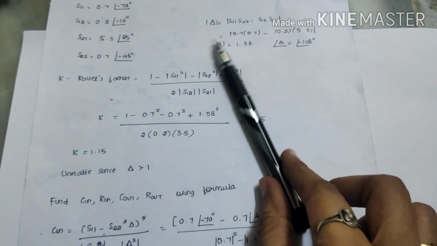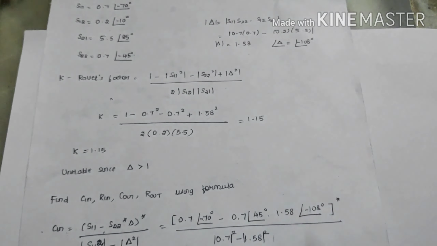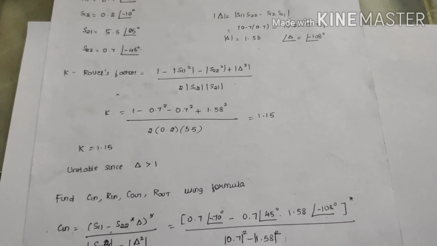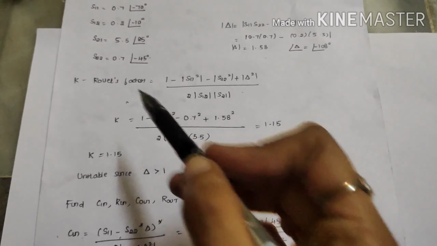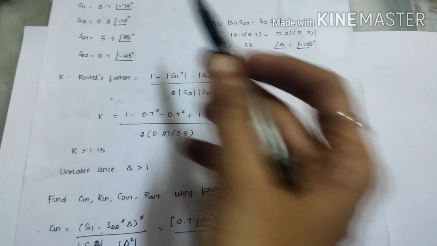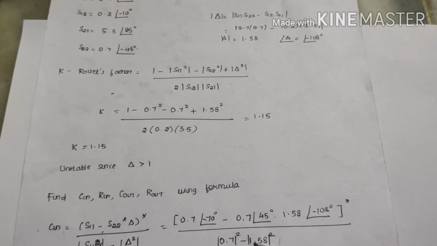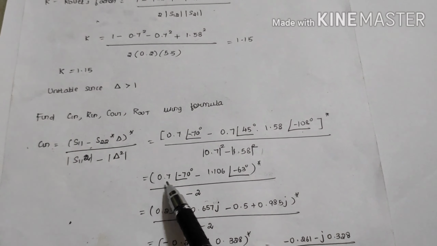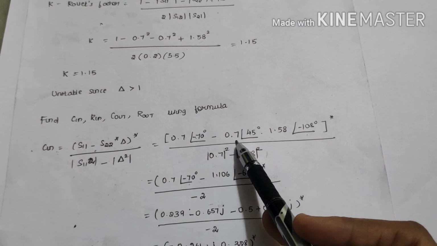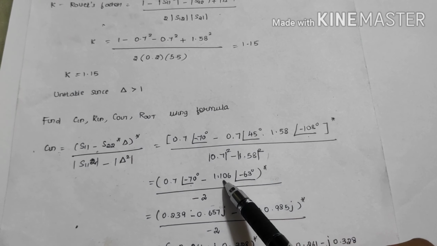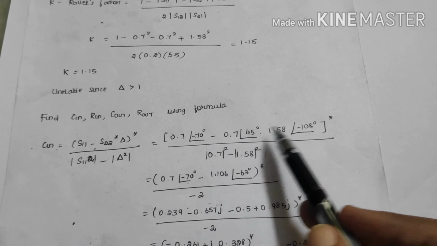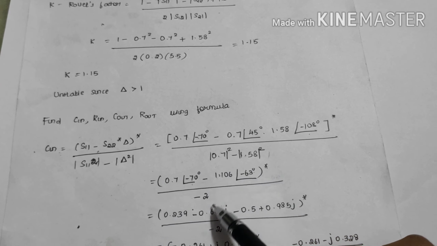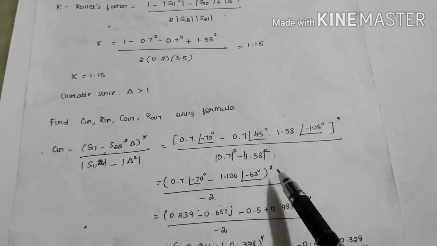When you multiply this, the angle we get is minus 108 degree. So the value is 1.58 angle minus 108, divided by mod of S11 square. Mod means this value alone, so it is 0.7 the whole square, and mod of del square is 1.58 square. Now this becomes 0.7 angle minus 70. Multiply this: 0.7 into 1.58 becomes 1.106. Add these two angles, so it is minus 63 degree. And when you subtract these two values, we get minus 2. And this we have whole conjugate.